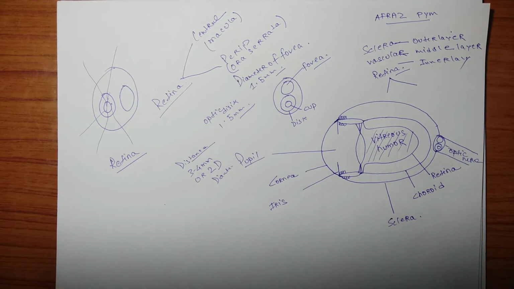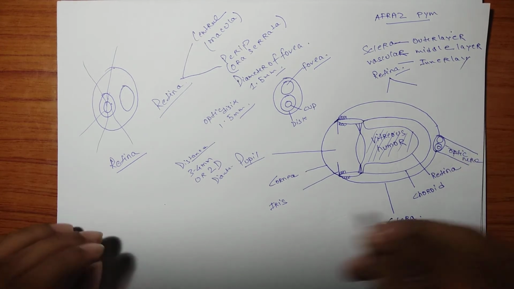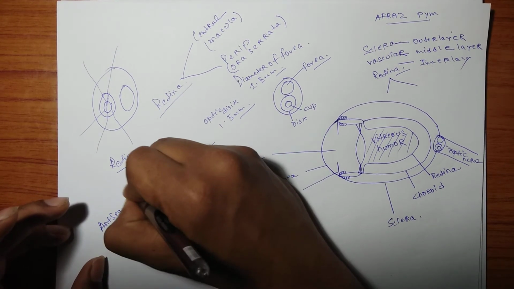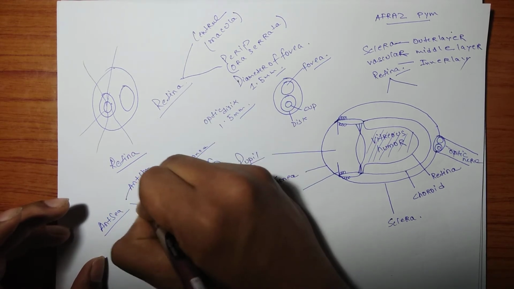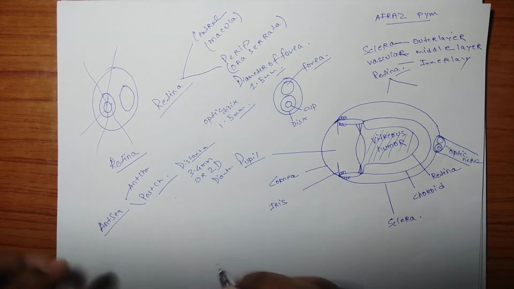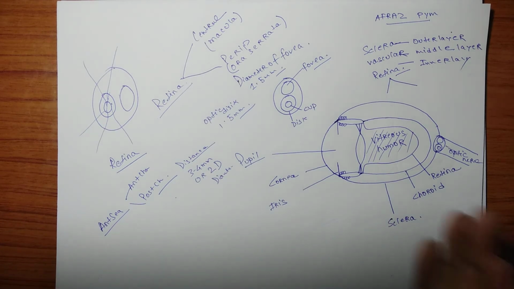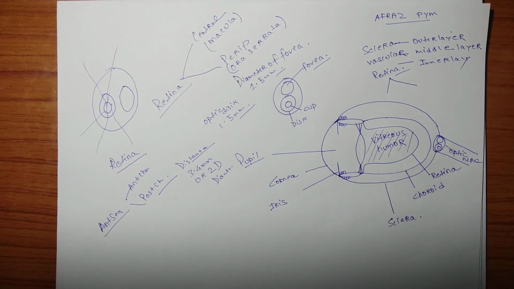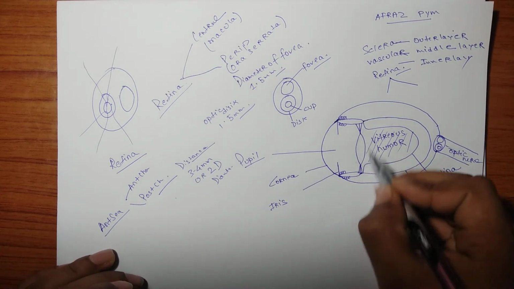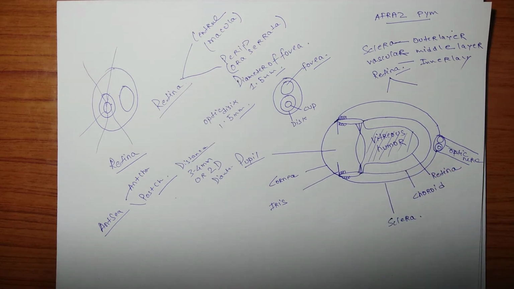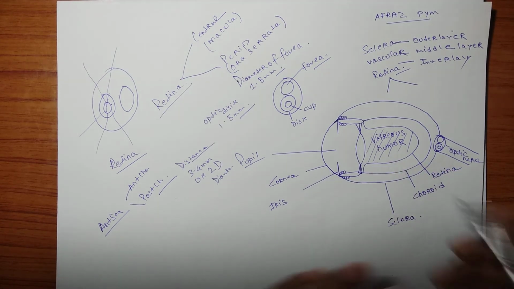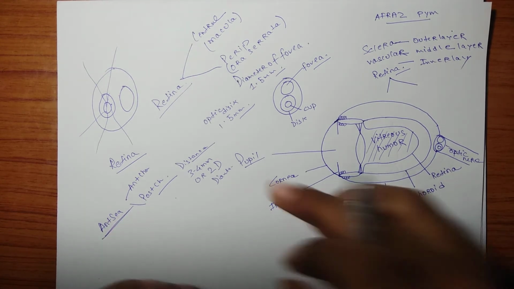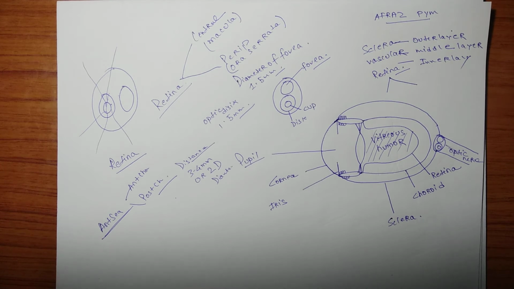Then the next thing that I want to tell you is the anterior segment and posterior segment. This is important, guys. What is the anterior segment? All the structures in front of the lens are known as the anterior segment, and the structures behind the lens are known as the posterior segment. Now this anterior segment is divided into two parts: anterior chamber and posterior chamber.